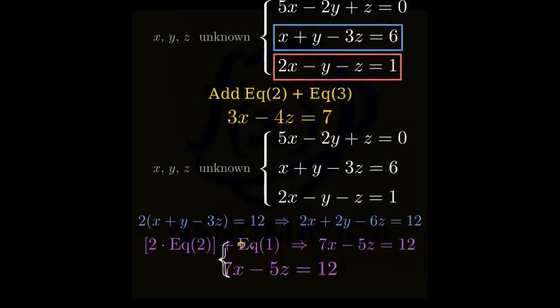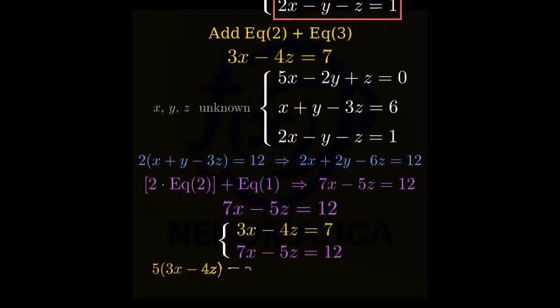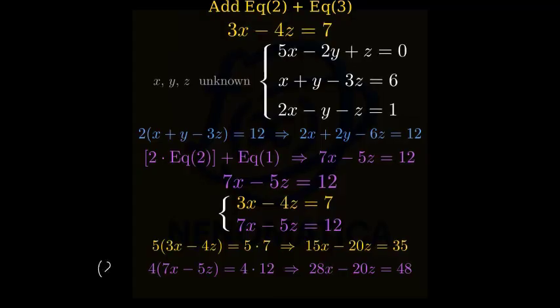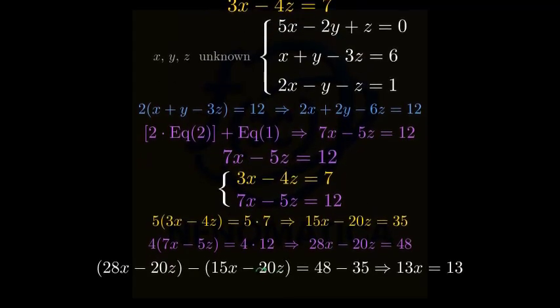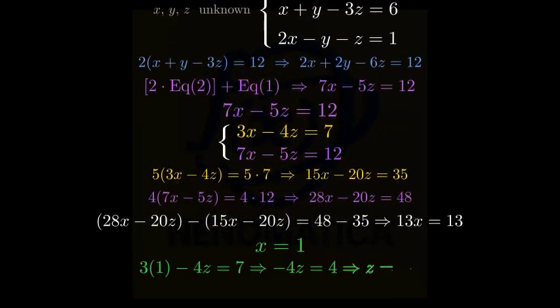Step 3. Use the two derived equations to solve for x and z. Multiply the first by 5 and the second by 4 to eliminate z. Subtract to get 13x equals 13, so x equals 1. Substitute into 3x minus 4z equals 7 to find z equals negative 1.